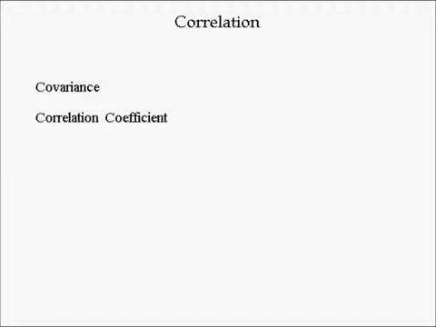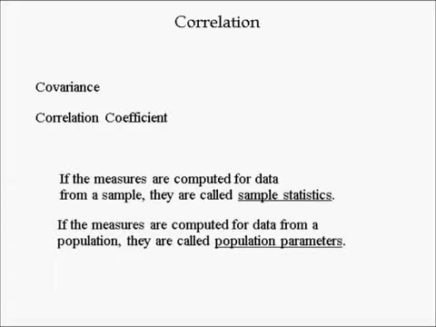Covariance and correlation are measures of how close the relationship is between 2 variables. Winning percentage of the football team and attendance at home football games are going to be positively related. Hence, their covariance would be positive, while their correlation would be close to 1. If these measures are computed using sample data, they are called sample statistics. If these measures are computed using data from the population, they are called population parameters.